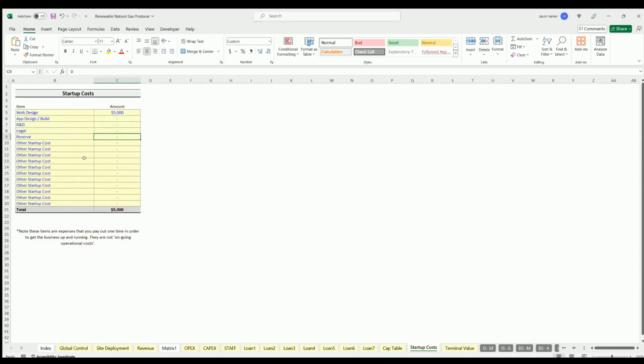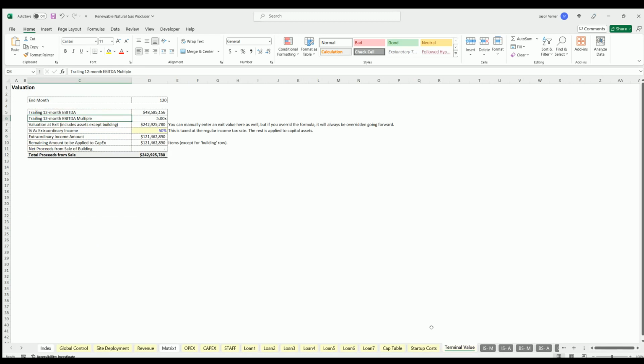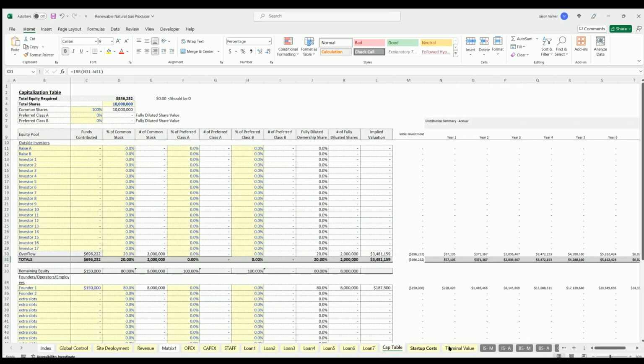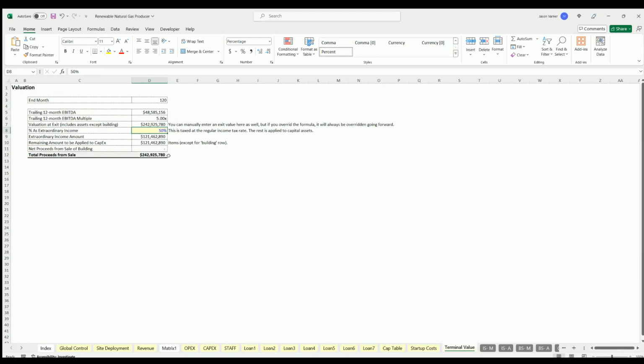Other startup costs, terminal value. Here, just defining if you're going to sell, what percentage of the sales proceeds is going to essentially allocate towards Capex items versus extraordinary income from just selling the operation, which is just a tax thing. If you're not including taxes, this is irrelevant.